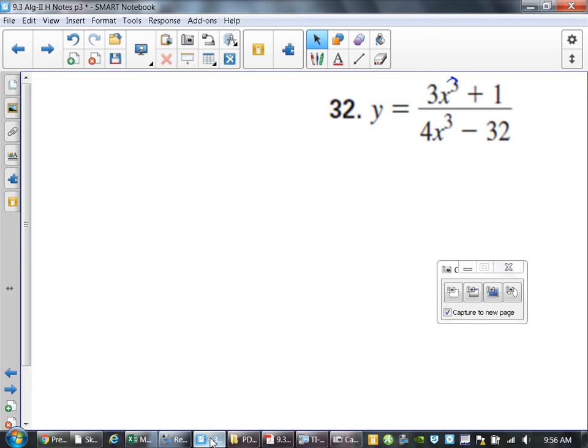And what happens here, you still have to figure out what your intercepts and stuff are going to be. So in order to find your x-intercept on something like this, it's 3x cubed plus 1 equals 0. Subtract 1, divide by 3, and then you take the cube root.